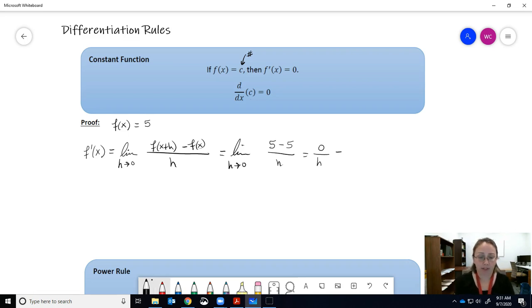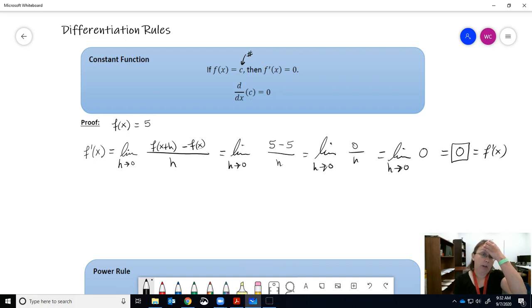Oh, I forgot my limit notation. Put that in there. So we still have the limit as h goes to 0 of 0 over h. All right, we're not taking the limit. We still have the limit notation. We're simplifying. 0 divided by h is 0. The limit of a constant is just the constant itself. So there's your limit, which is actually the derivative of the constant function.